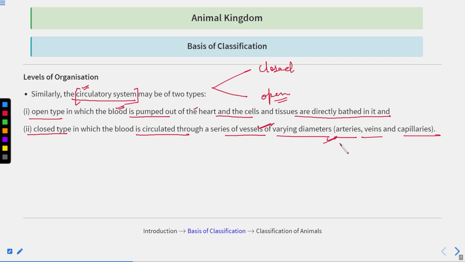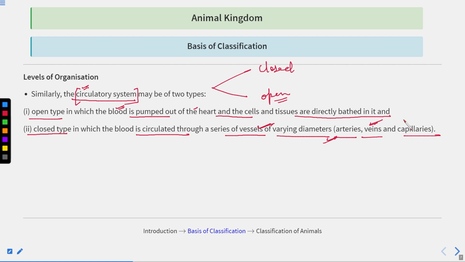the ones that carry the oxygenated blood from the heart to the different organs. Veins are the vessels that carry all the deoxygenated blood from the different body parts and take it toward the heart. The heart gives it to the lungs, where it gets purified and comes back to the heart.